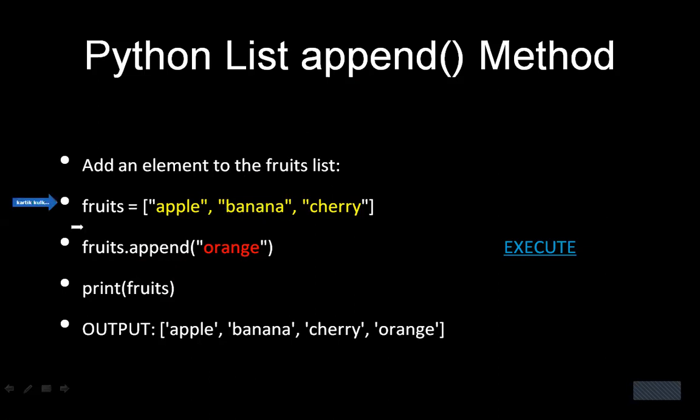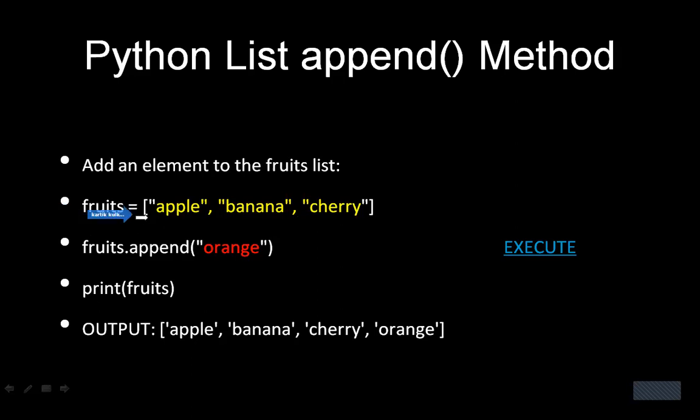In this particular example, I have taken the list name as fruits, and I have specified apple, banana, and cherry. So these are the three fruits I have stored in the list named fruits. You know how to declare the list and all, and you also know the syntax. So let me clearly illustrate it once again.